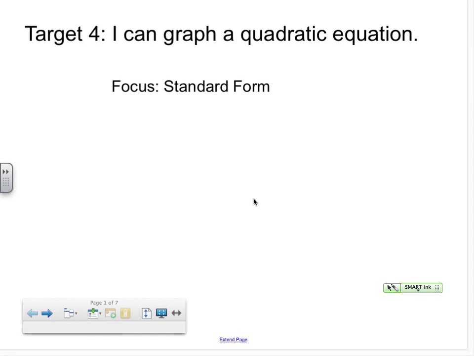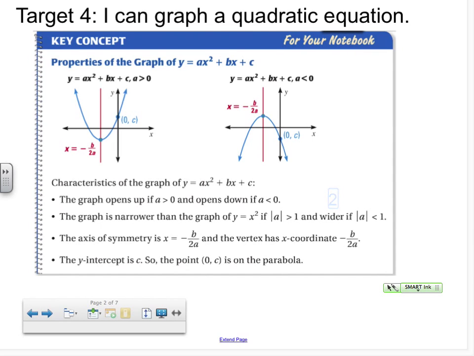Algebra 2, target 4. I can graph a quadratic equation. Today, our focus is on standard form. Now, standard form for a quadratic, like standard form for anything else, you want your powers in decreasing order and all like terms combined. So, what we got for standard form is ax squared plus bx plus c, something you should be pretty familiar with.